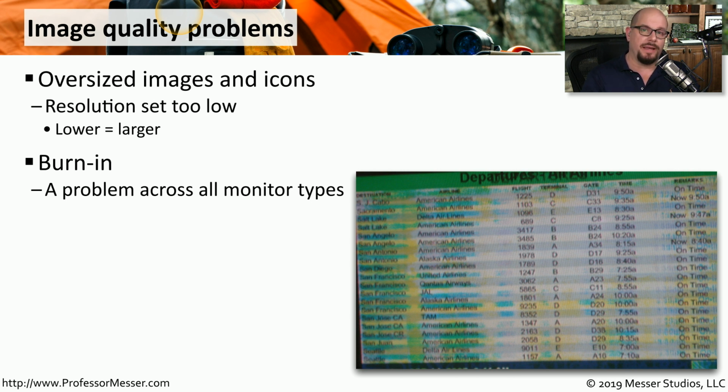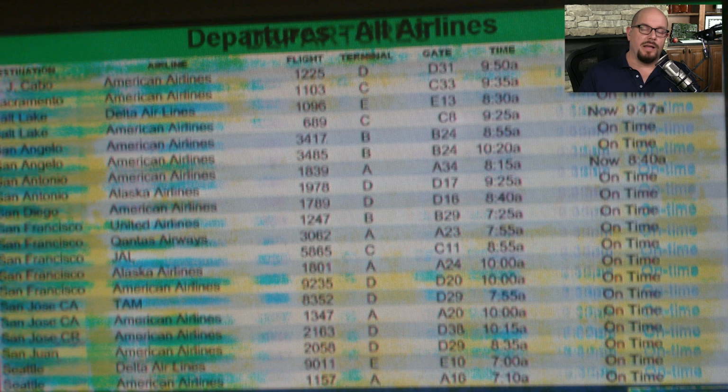Here's an example of some burn-in or ghosting that you might see on a display from an airport. This is showing all of the available flights. You can see there are flight numbers and gates and times, and it shows if the flight is on time or what the scheduled time might be. You can see that this on-time marker used to be a little further to the right because you can see this discoloration on the screen and you can clearly read "on time" where this image has been burned into this display.